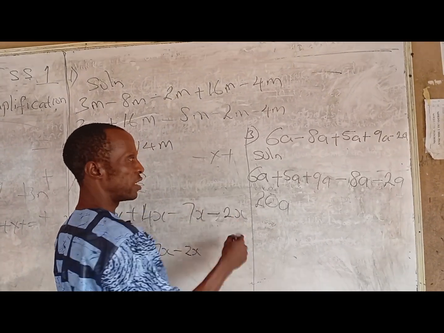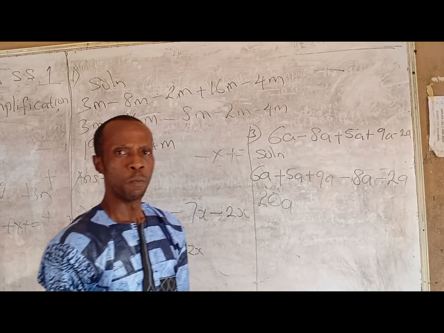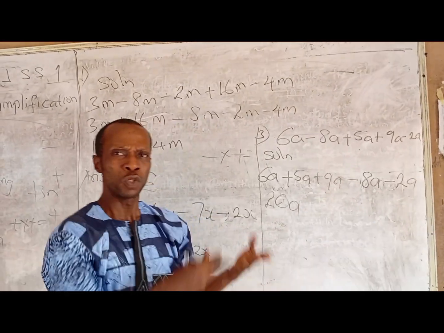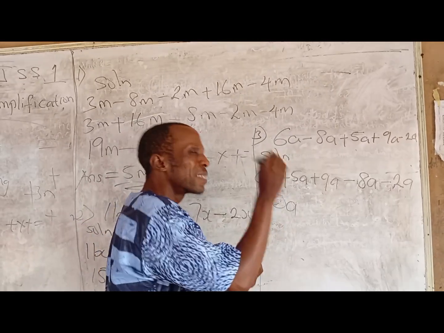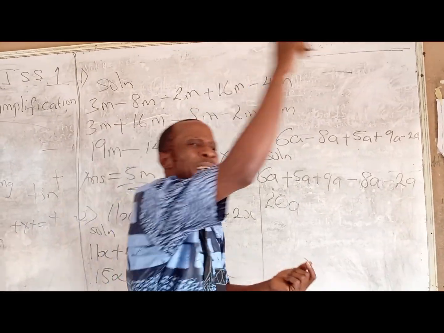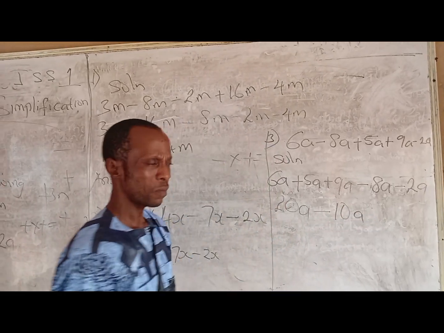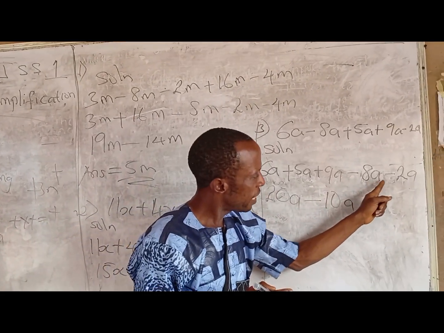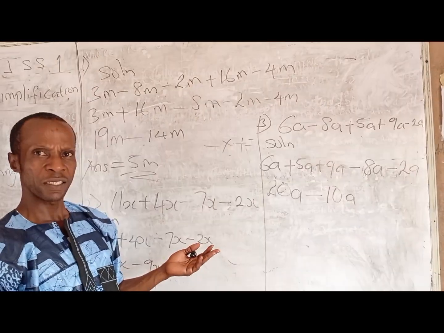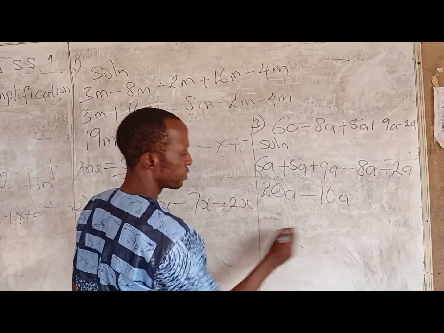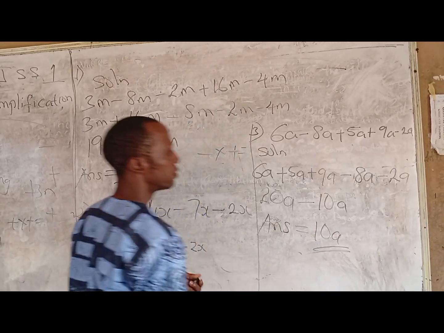Minus times minus is plus. As I've said, you are owing two people money. So altogether, how much is the total of that debt? That is 10 naira. But the 10 naira is on the negative side. It becomes minus 10a. Minus 8a minus 2a equals minus 10a. Then from there, you subtract 20a minus 10a. My final answer is 10a. So that's it.